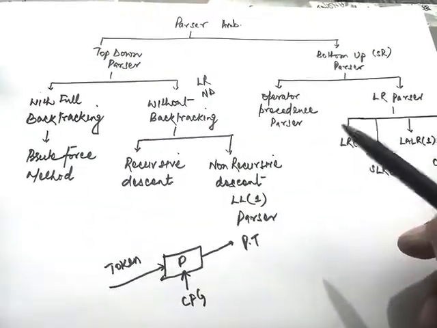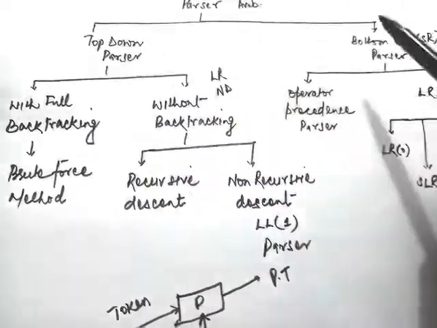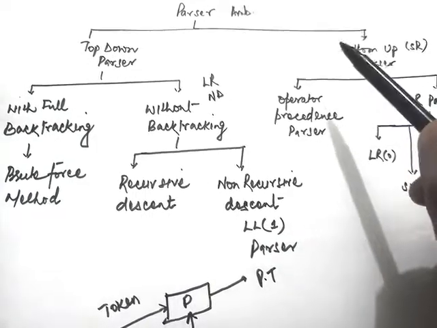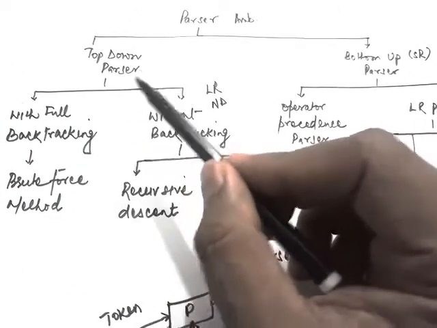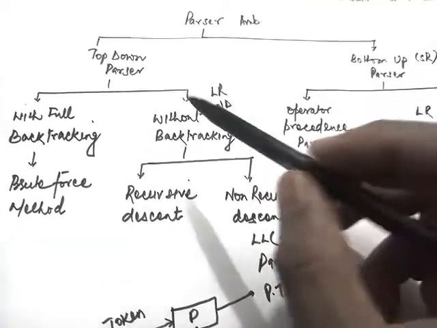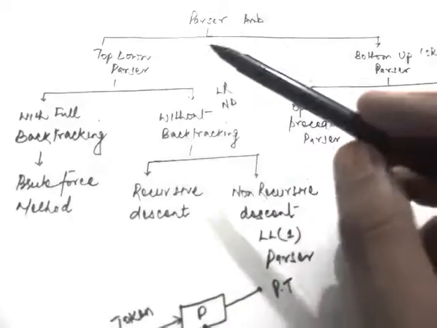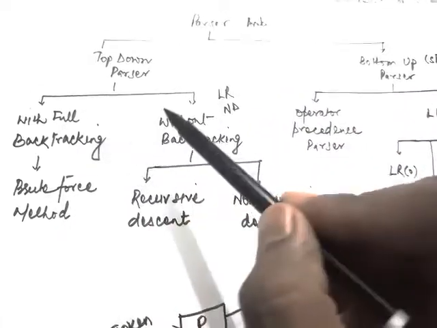from each other. So as you can see, basically there are two types of parser: top down parser and bottom up parser. And for top down parser, we will discuss later what the difference between top down and bottom up parser is. Just as a classification, I can say that top down parser is further divided into two parts.